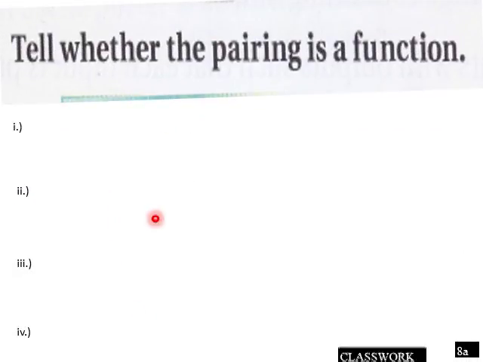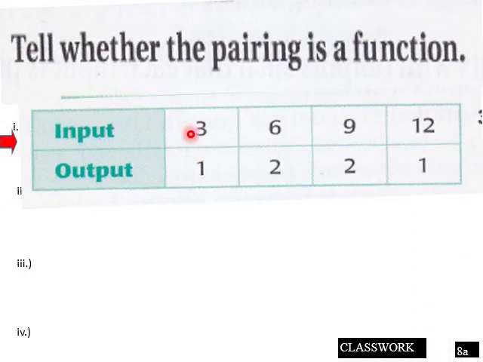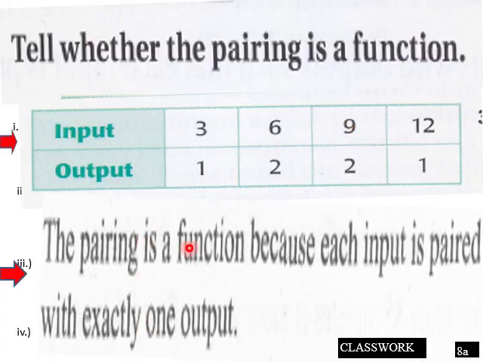Okay, tell whether pairing is a function. So we have this situation. We have this table here, don't we? Okay, now look, pairing is a function because each input is paired with exactly one output. Now, if 6 had 2 and 6 also had 1, then it would not be a function. But 6 can have an output 2 and 9 can have an output 2, but 6 cannot have 2 and 1 as an output. That would not be a function.